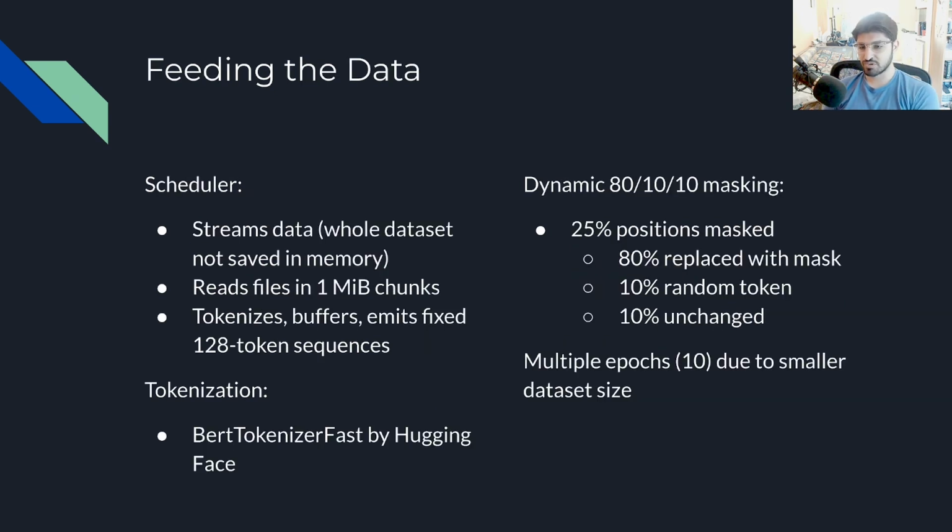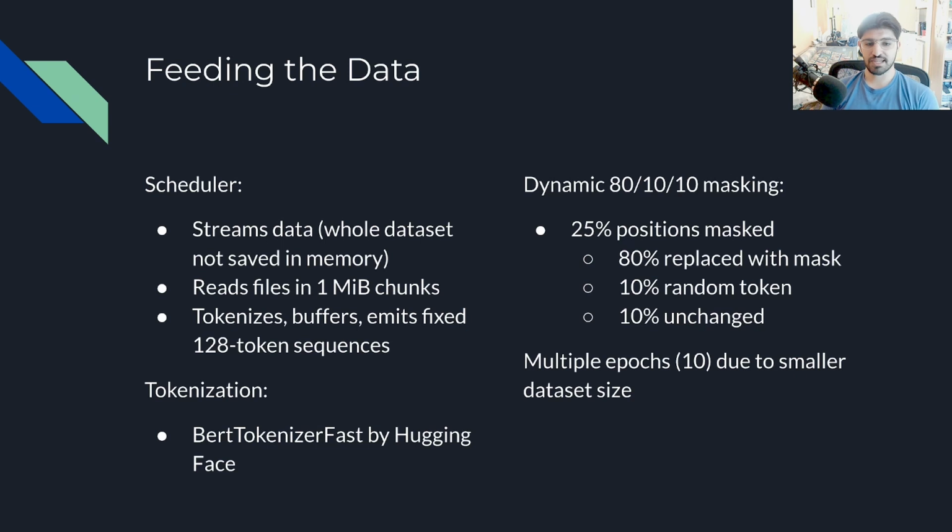Feeding the data into the model is done using a scheduler, which streams the data, so it does not keep a copy of the whole dataset in memory due to memory constraints. It reads each file in 1 MB chunks, tokenizes, and emits a 128 token sequence. The tokenization is done by using the BERT tokenizer fast by Hugging Face.